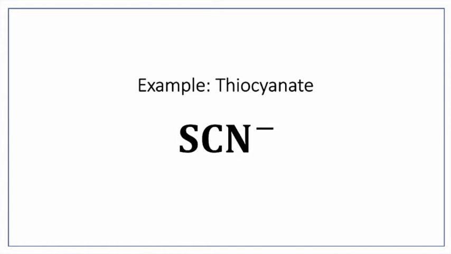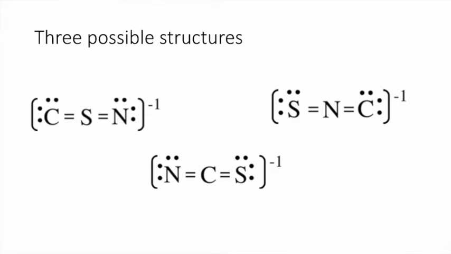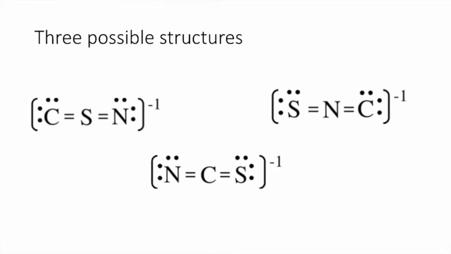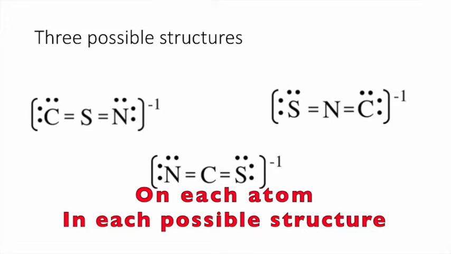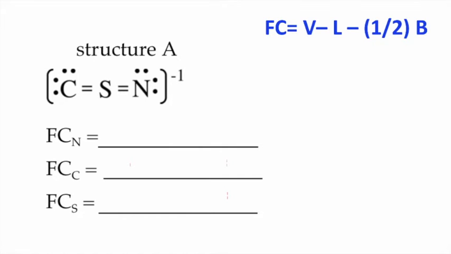Let's look at thiocyanate. Now, if we put together the Lewis structures on this, we would find out that we have 3 possible structures. One of them has sulfur in the middle, one has carbon, and one has nitrogen. Well, how do we choose between them? The answer is going to be to look at the formal charges. And when we do this, we are going to look at the formal charges on each atom in each possible structure. So let's take a look at structure A, our first structure.